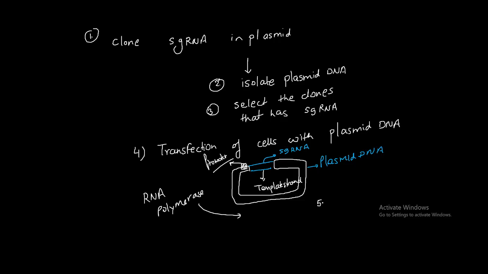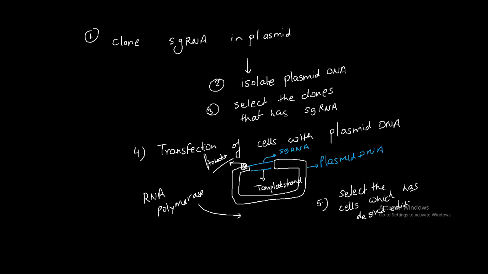Let's say after the transfection, point number 5 is this: you need to select the clones, select the cells which have your desired edit. Okay, and that you can do by either isolating the DNA and doing the sequencing, next generation sequencing, or Sanger sequencing, by using the primers which will flank your sgRNA sequence, and that is automatically designed by the ChopChop software. So you can use those primers for sequencing.